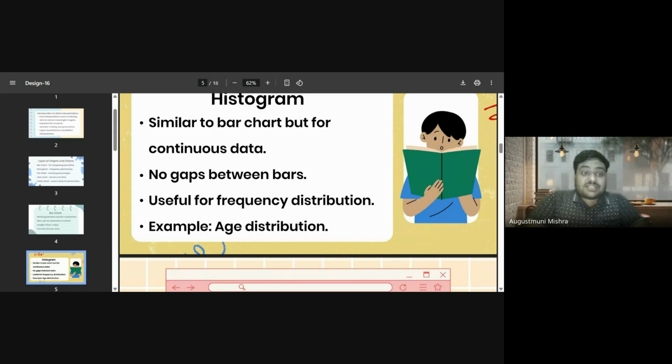But what is the difference between a histogram and a bar graph? In bar graphs, you have a space between the bars, but in the case of a histogram you do not have any space between them. So this is the common thing through which you can identify whether it is a bar graph or a histogram. No gaps between the bars, useful for frequency distribution, as I discussed at the start of this slide.